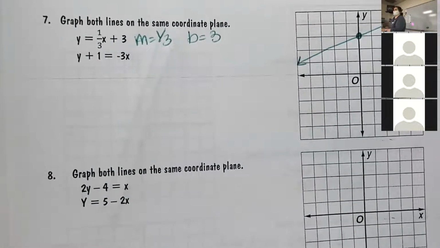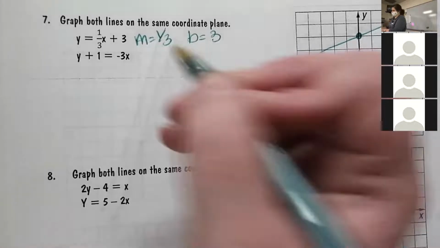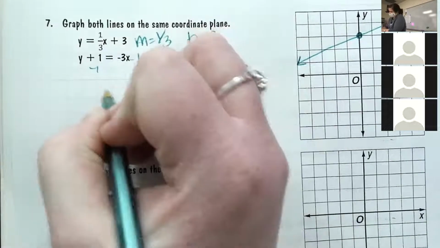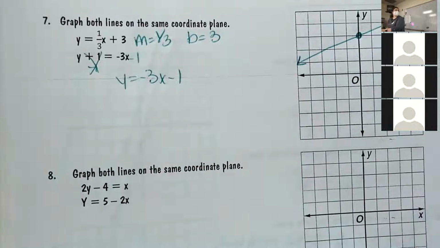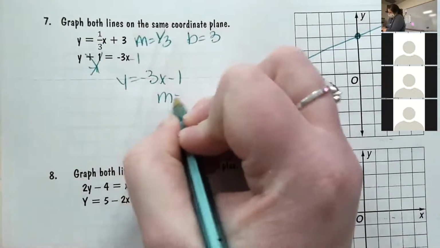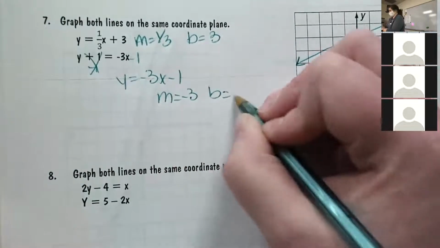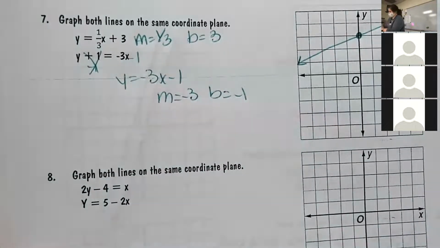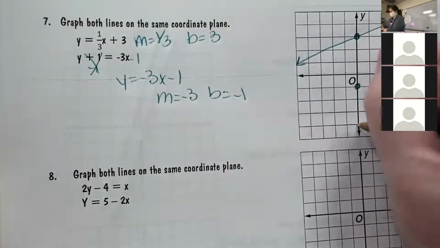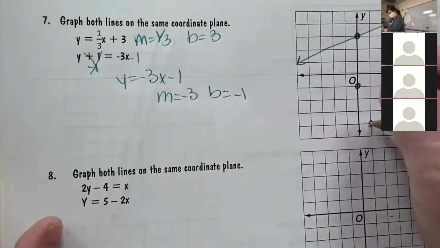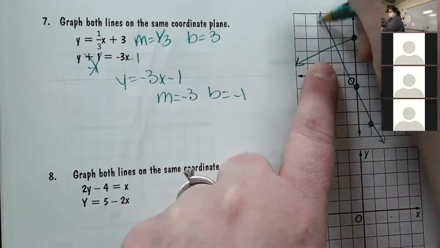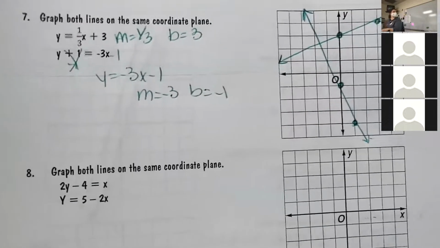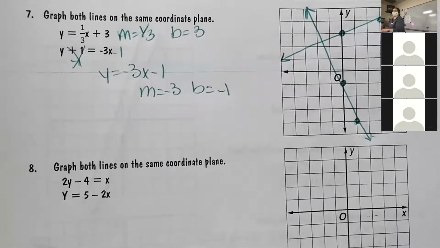Is that one in my favorite form? No. What do I need to do? Subtract that 1 over. What's m? Negative 3. What's b? Negative 1. Start at b. Down 3 over how many? Over 1. Thank you. Remember that that regular number is over 1. Try to draw a straight line. These are definitely not parallel, are they? No, not parallel at all. They are intersecting.